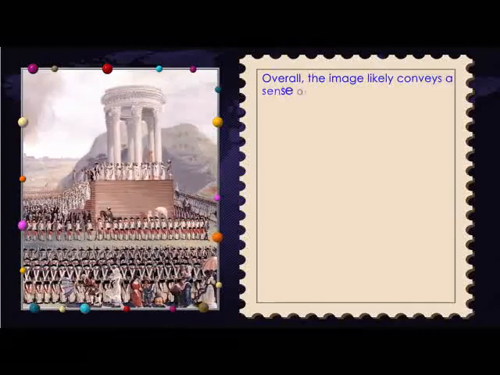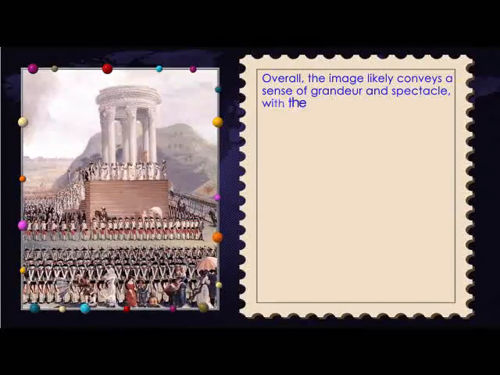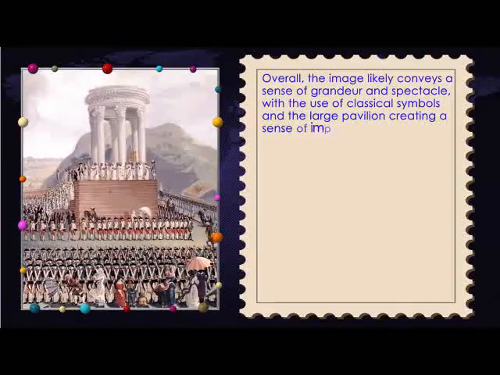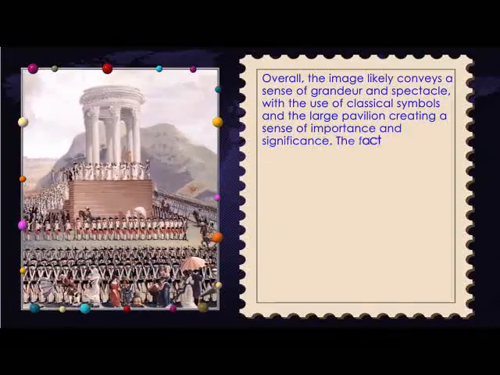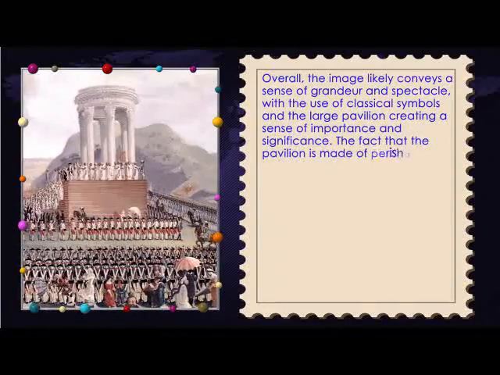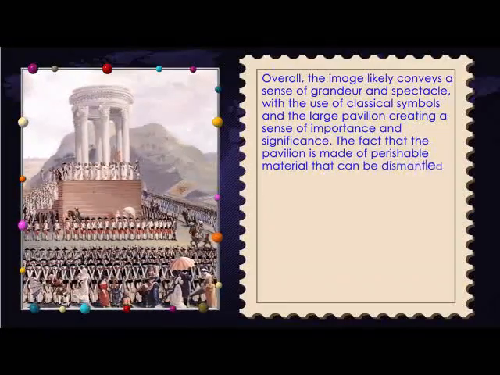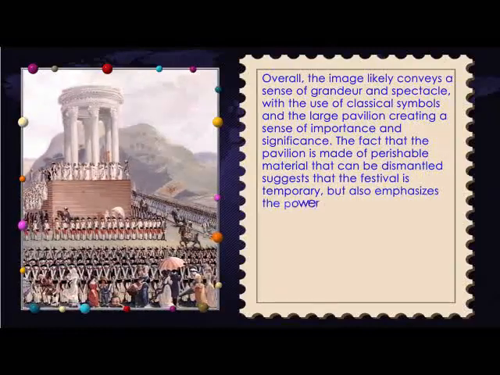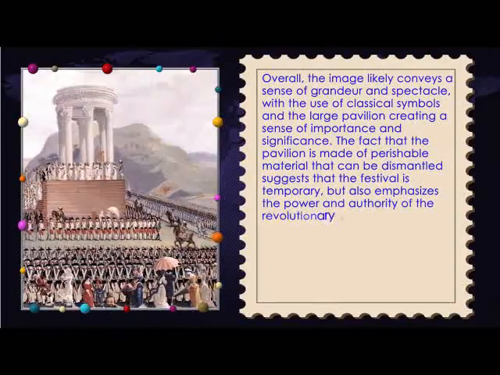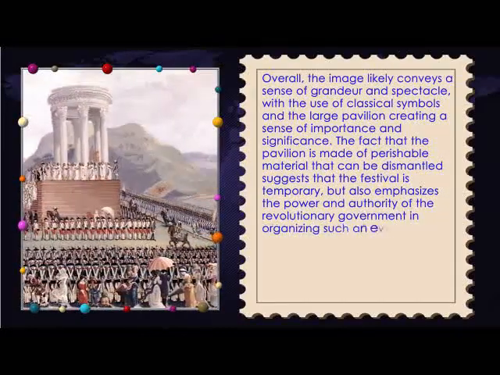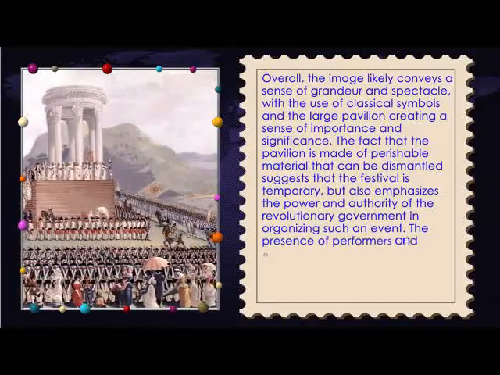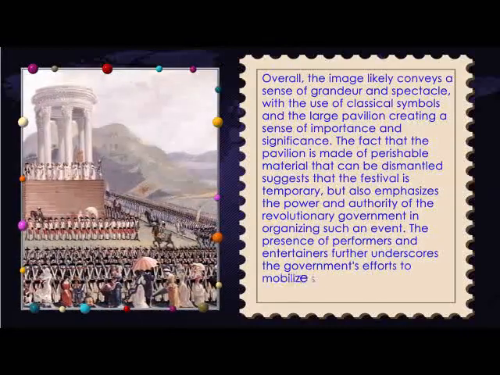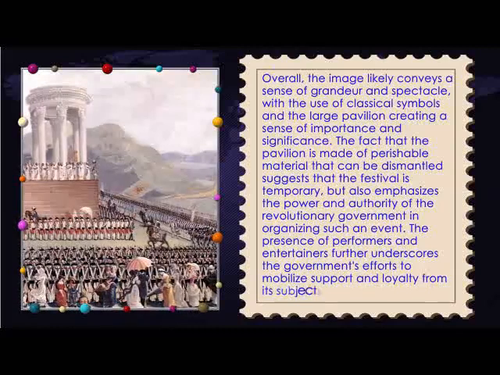Overall, the image likely conveys a sense of grandeur and spectacle, with the use of classical symbols and the large pavilion creating a sense of importance and significance. The fact that the pavilion is made of perishable material that can be dismantled suggests that the festival is temporary, but also emphasizes the power and authority of the revolutionary government in organizing such an event. The presence of performers and entertainers further underscores the government's efforts to mobilize support and loyalty from its subjects.